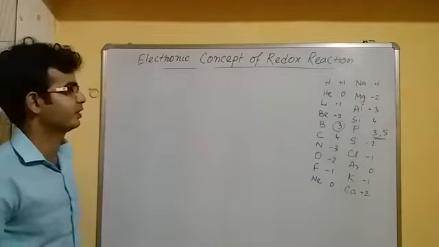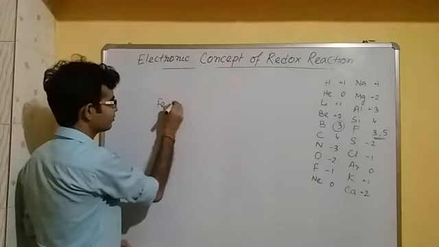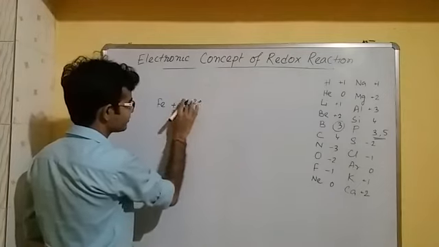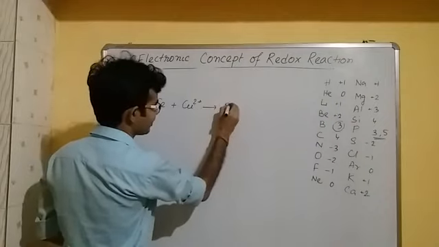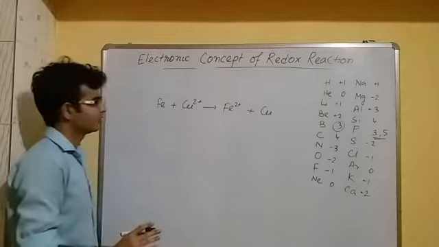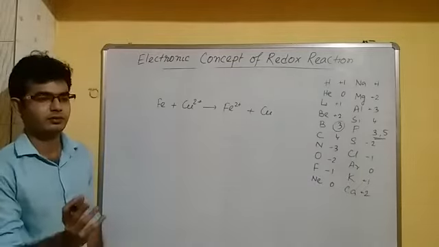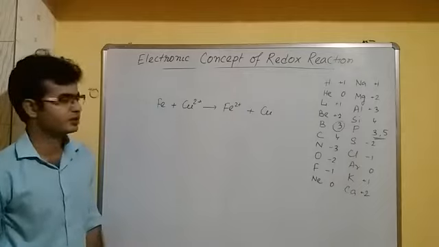Write it down. Okay, next. Suppose I am giving you this example: Fe plus Cu2+ forms Fe2+ plus Cu. In this equation, you have to identify the oxidation reaction and the reduction reaction.